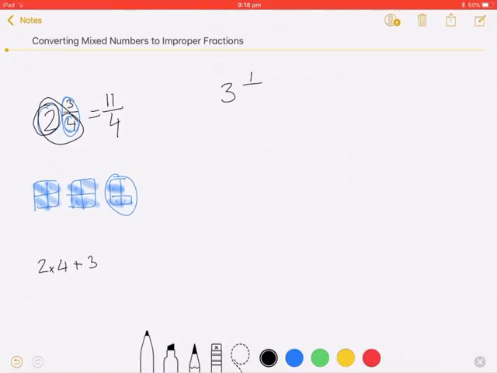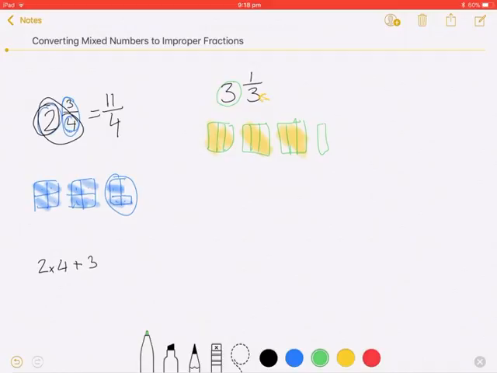3 1/3. So I know I've got 3 wholes. Here are my wholes: 1, 2, 3. Why did I break it into thirds? Yeah, that's right, because of the denominator here. It told me I had to break it into thirds. I've got 1 whole, 2 wholes, 3 wholes, and an extra third just here.